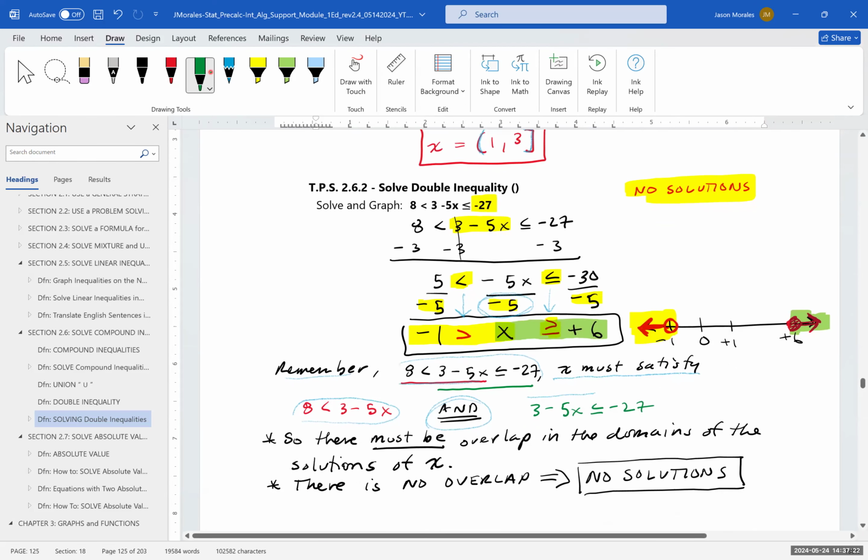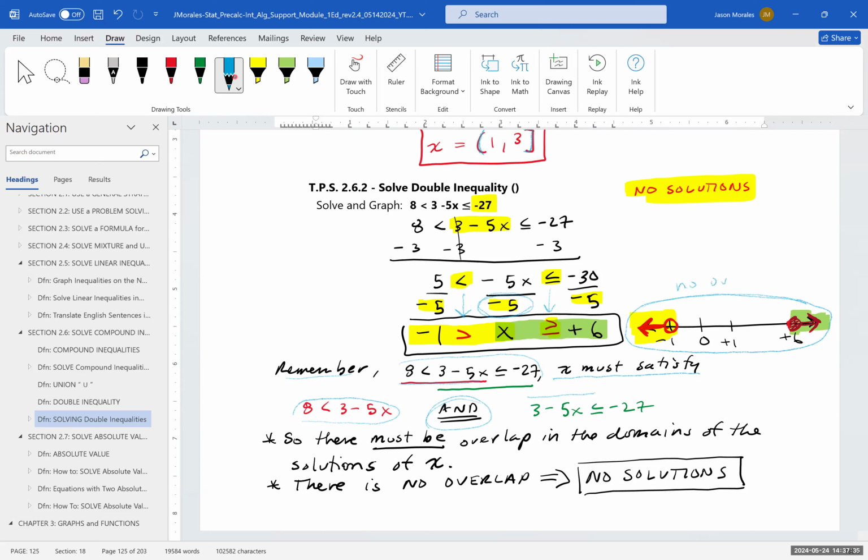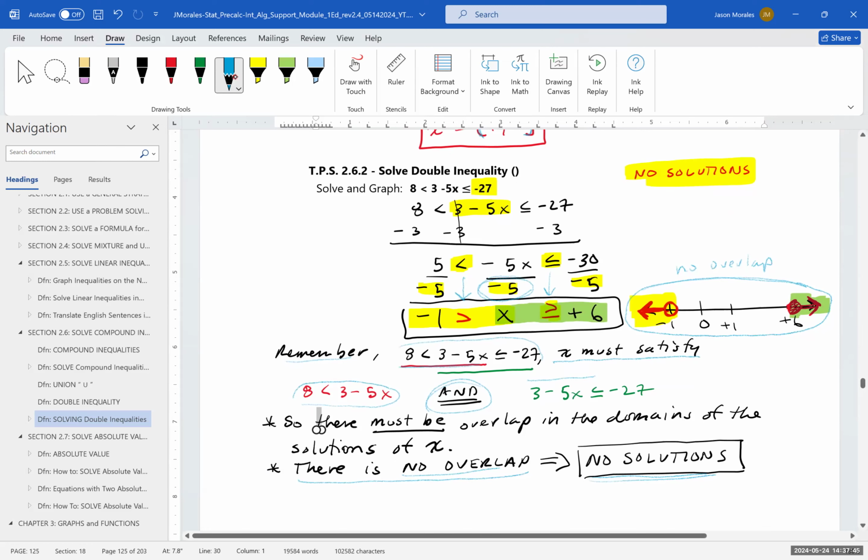So there must be overlap in the domains of the solutions of x. When you look up here at the number line, the two domains for the solutions of x don't overlap. And since there's no overlap, there are no solutions to this problem. Okay, let me know if you have any questions.